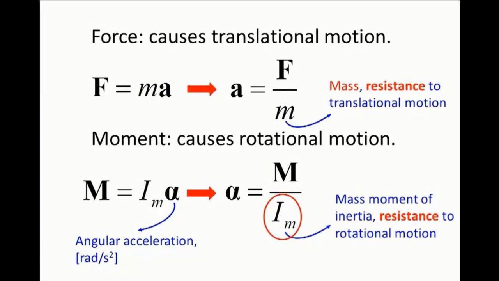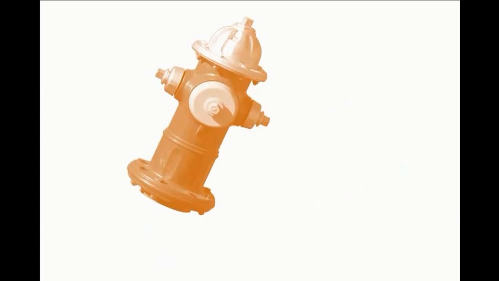If you compare it to the equation above, you can find that this item Im is a resistance to rotational motion and is known as mass moment of inertia. And the subscript m stands for mass moment, in order to distinguish it from other moments such as area moment or rotational moment. So how is it defined?